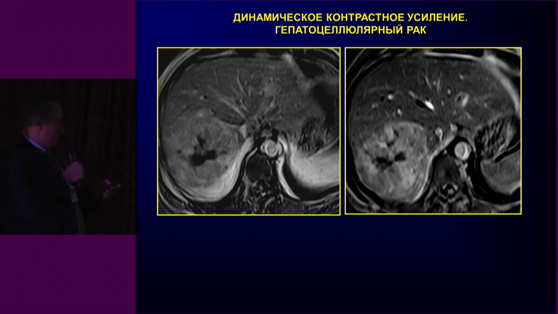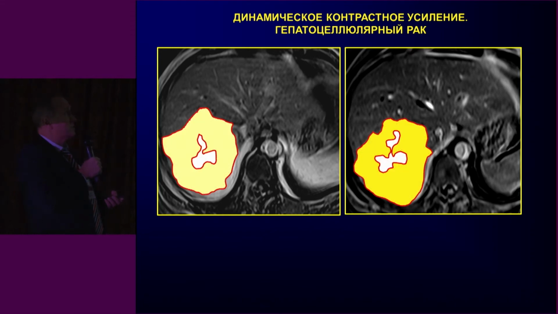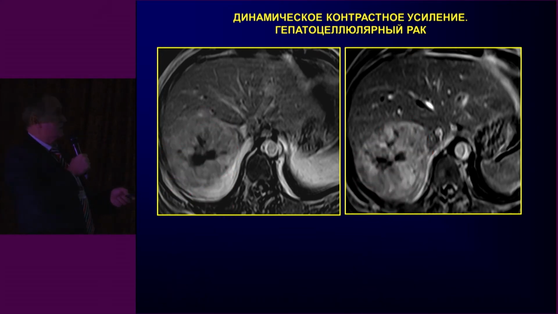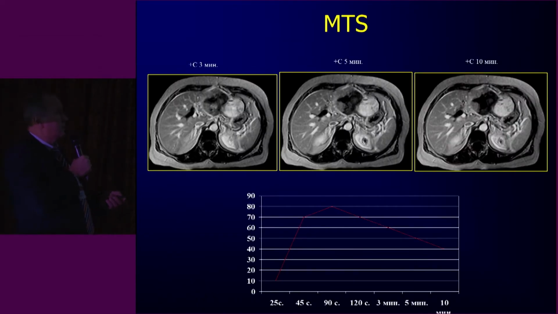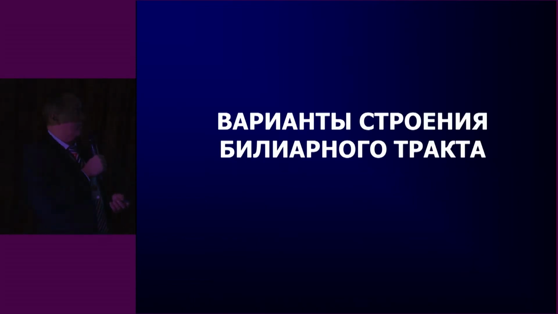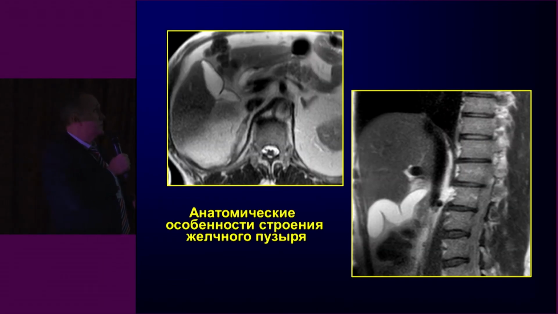Unlike this case, which looks considerably less nice, there is a sign of destruction that goes outside the capsule, and it's a malignant tumor called hepatocellular cancer. It's important not just to explain it qualitatively, but also to analyze various quantitative indices, I mean time-wise changes.